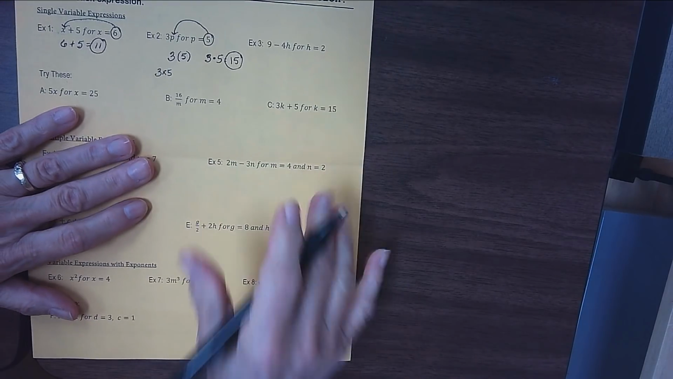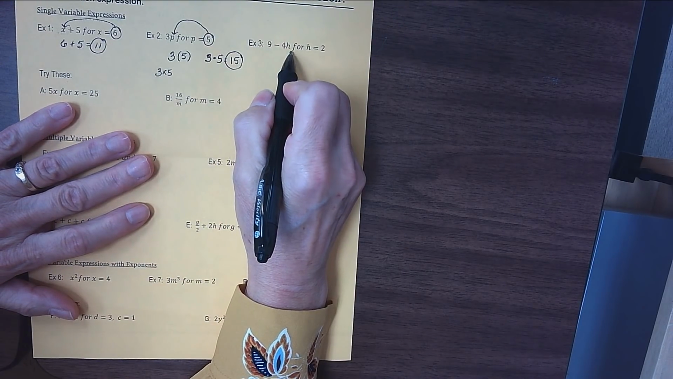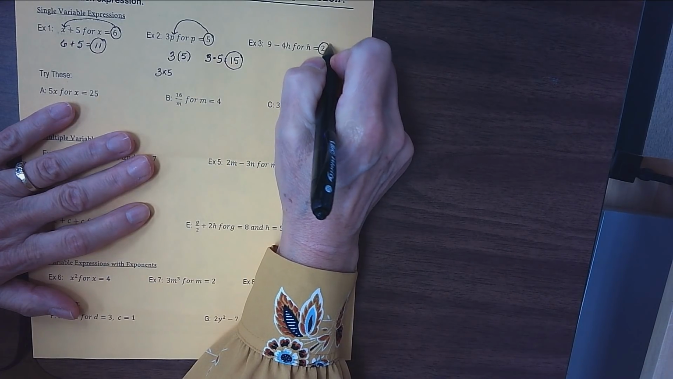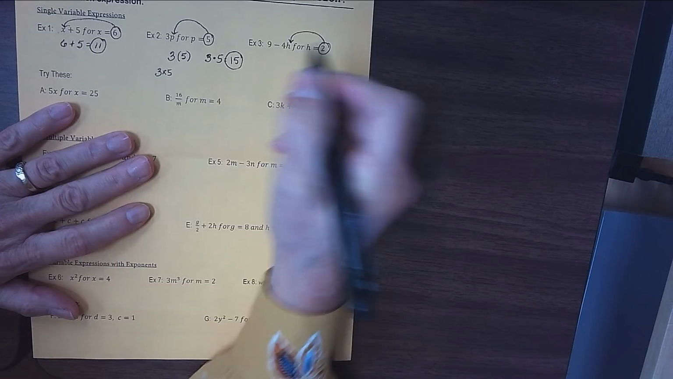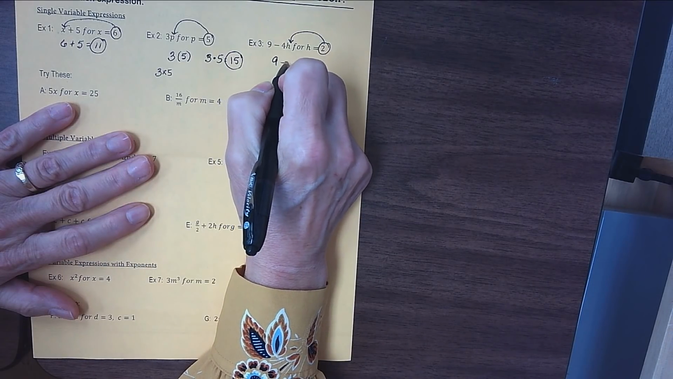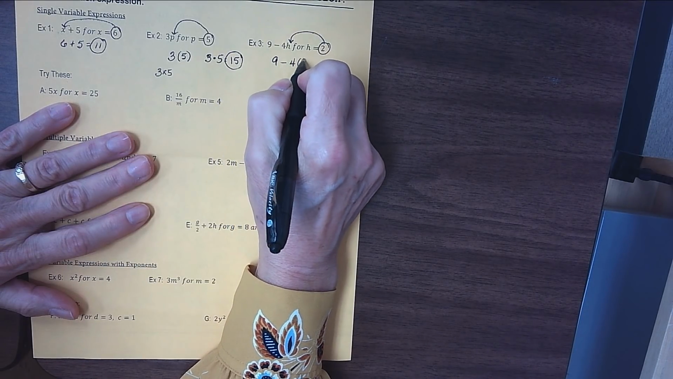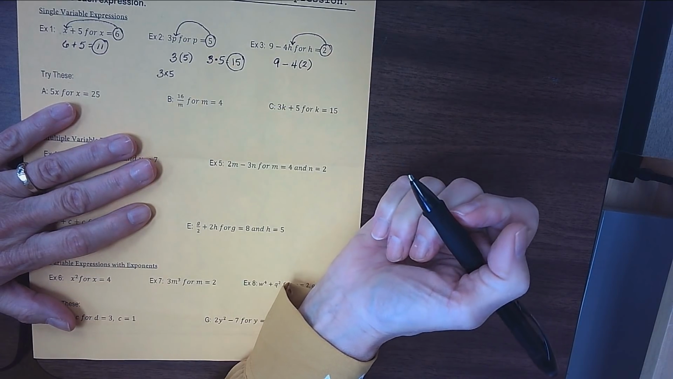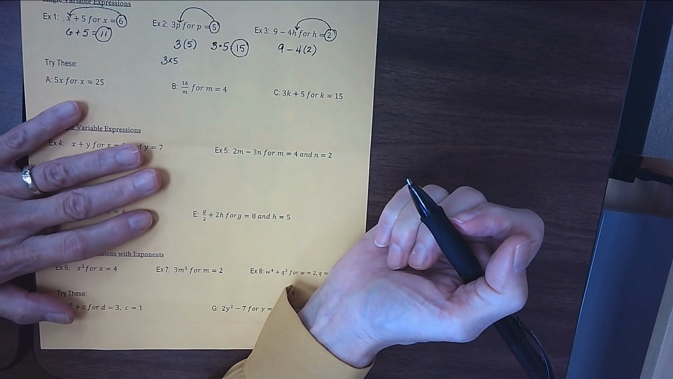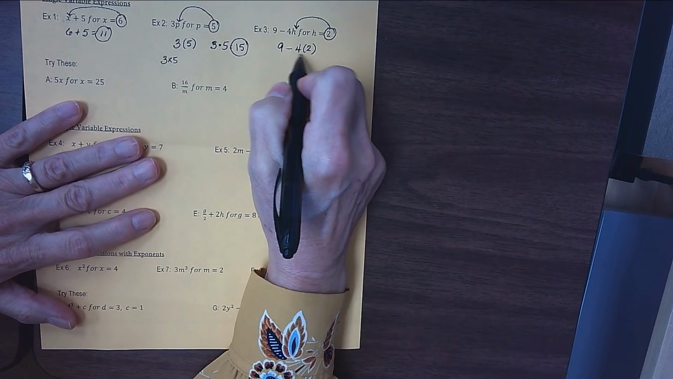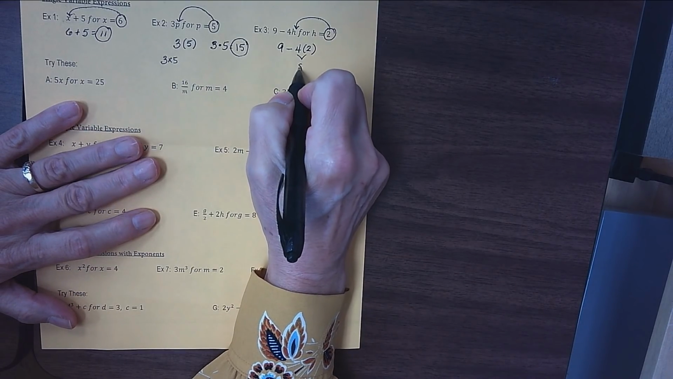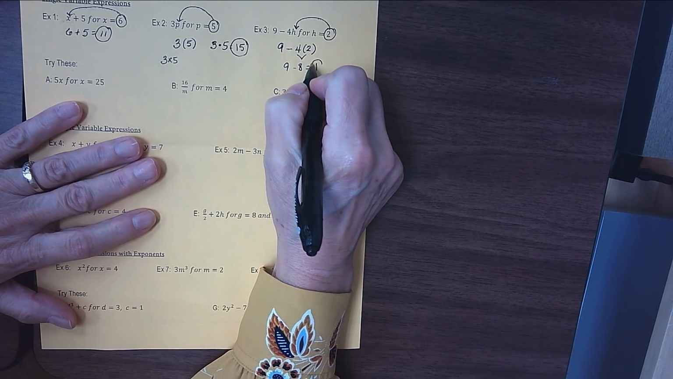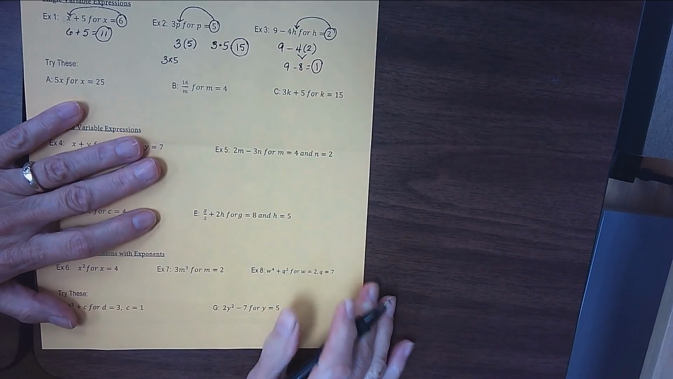Our third example here, 9 minus 4h, which means 9 minus 4 times whatever h is. The problem tells us to substitute a 2 in for the h, and so we do 9 minus 4 times 2. Remember that we want to follow our order of operations, so the very last thing that we should be doing is any adding or subtracting. So first we'll multiply 4 times 2 together is 8, and then we'll subtract that 8 from 9, so our answer is 1. Be careful to follow your PEMDAS.